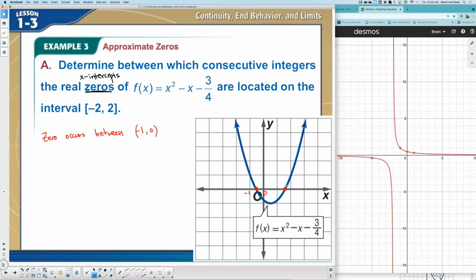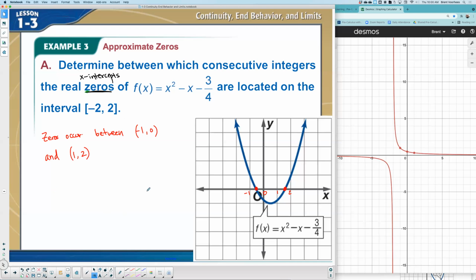Now there's a second 0. So what two integers does that fall between? 1 and 2. So the 0 occurs between those. I'm now going to make it zeros occur. Let me change my wording: there and the other one would be between 1 and 2. Does that make sense what I was writing there?